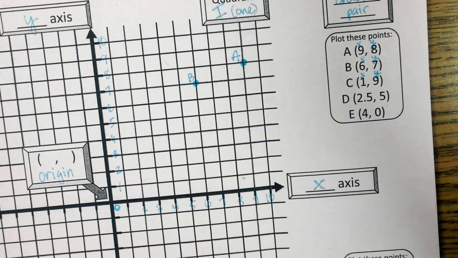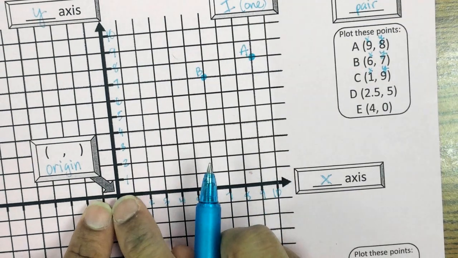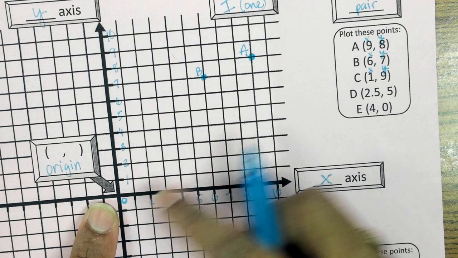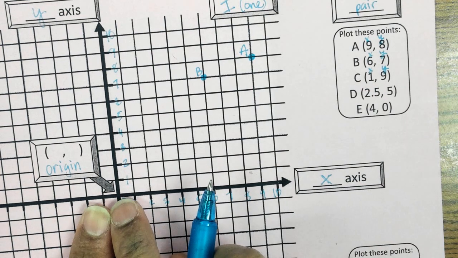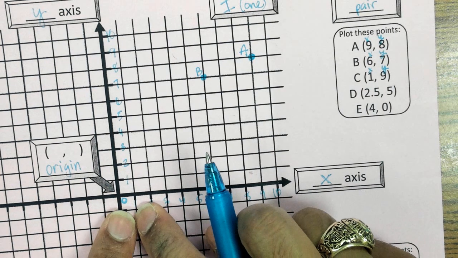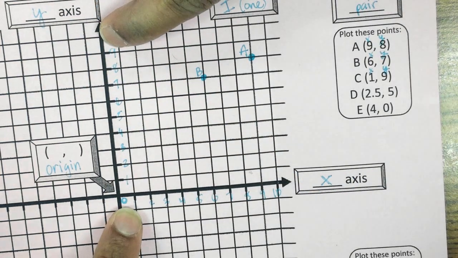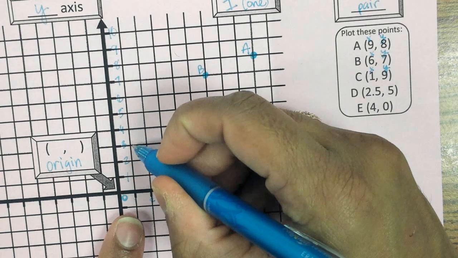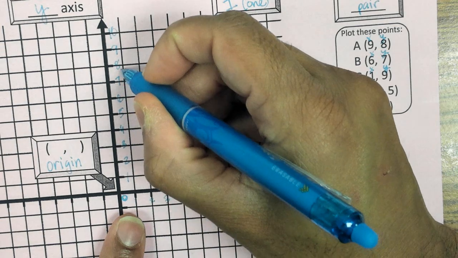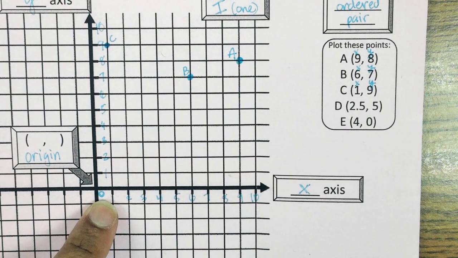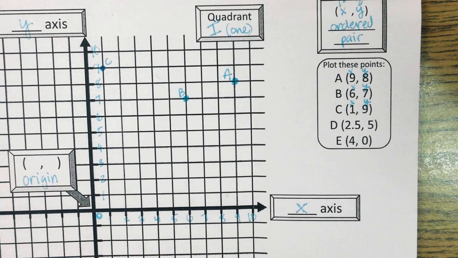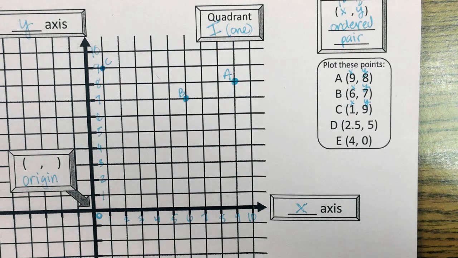Okay. If you graphed it correctly, you start at the origin. For C, we move to 1 on my x-axis, so 1 is over here. We move to 9 on my y-axis, 9 is right here. And we look at where they meet. So I go to 1, then we go up 1, 2, 3, 4, 5, 6, 7, 8, 9. So right there is point C. Right, just like that.